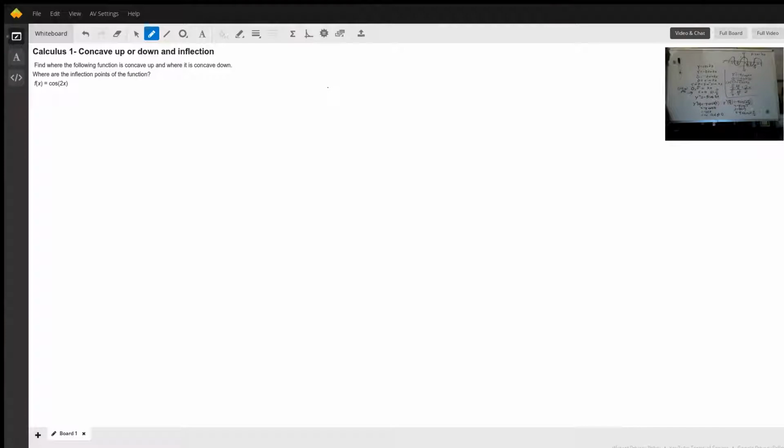Calculus 1, concave up or down and point of inflection. Find where the following function is concave up and where it is concave down. Where are the inflection points of the function? The function being f of x equals cosine 2x.